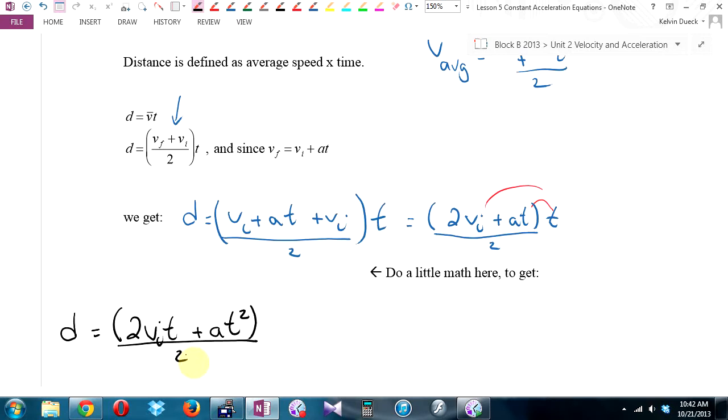Is that whole thing divided by 2? That's the same as each term on top divided by 2. I can actually break this up into 2VIT over 2 plus AT squared over 2. That's the same thing. Why did I do that? For that first fraction, is there a 2 on the top? Is there also a 2 on the bottom? What can you tell me about those 2's then?